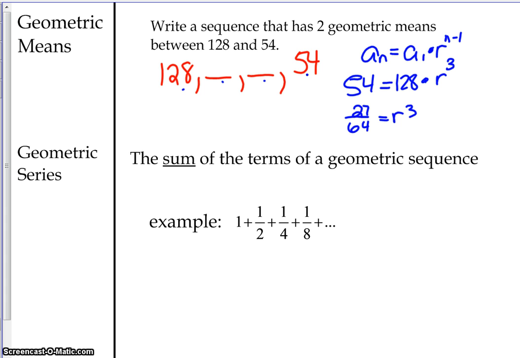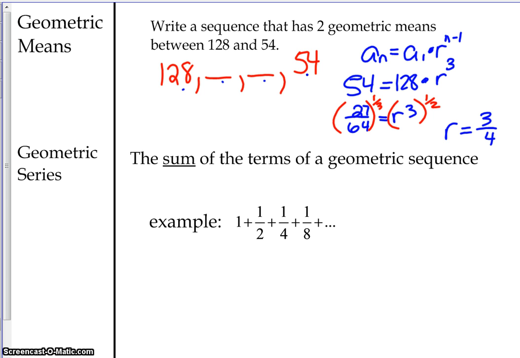So really what I need to do here now is I need to take both terms. I'm going to take the cube root of both terms. I think the quickest way to do it is to take it to the 1/3 power. What that gives us is then our r was going to be 3/4.